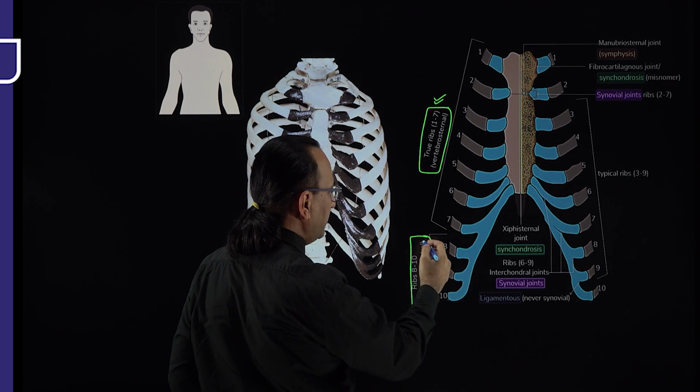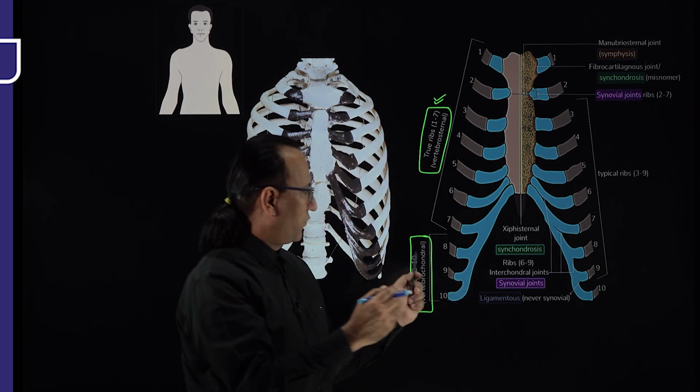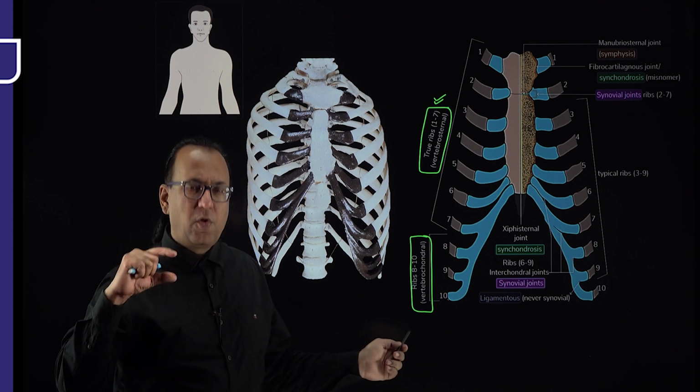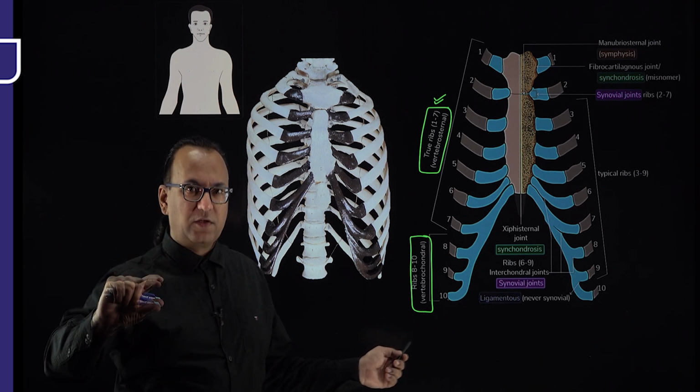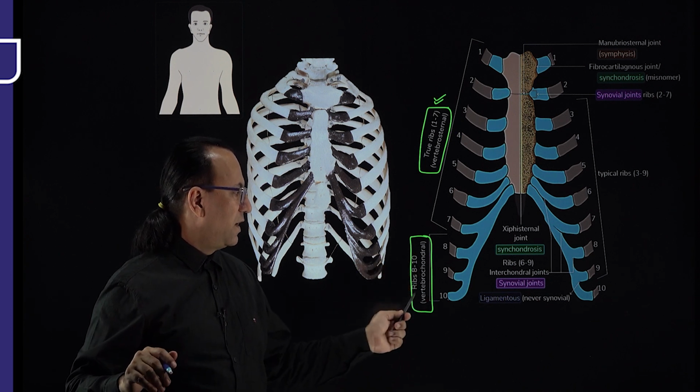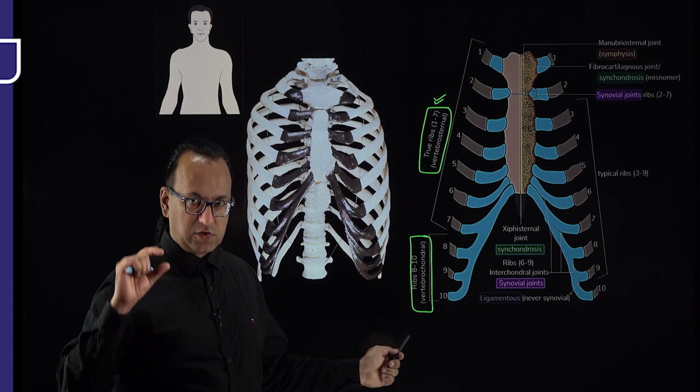They are the false ribs, but in the false ribs we also have to include rib number 11 and 12, which have no anterior attachment. The anterior ends are just floating. So whether it is rib number 8 to 10 or 11, 12, they are all called false ribs.